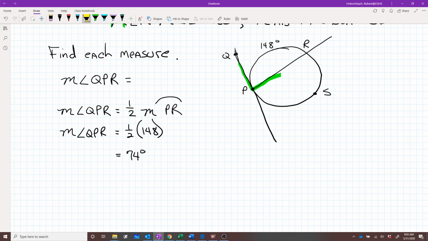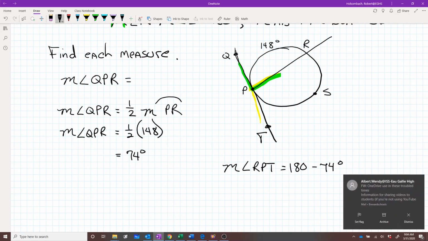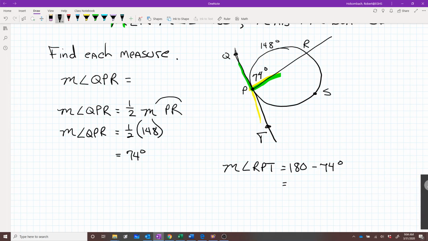If we wanted to find the angle on the other side of it, put a point T out here. The measure of angle RPT would be equal to 180 minus the 74, because again these two are a linear pair. So the measure of angle RPT would be equal to 106 degrees.